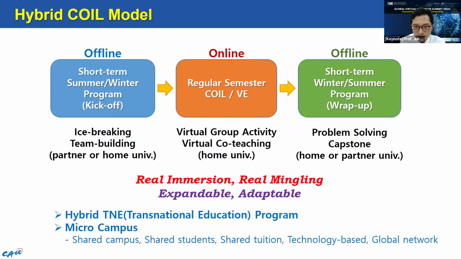So this is ice-breaking and team building, and then group activities and problem solving, with a capstone presentation, something like this. So this could be expanded to hybrid TNE programs, and sometimes we can use these kinds of schemes for collaborative micro campus programs, something like this. So this is the expansion of the COIL models. Okay, I think this is all.